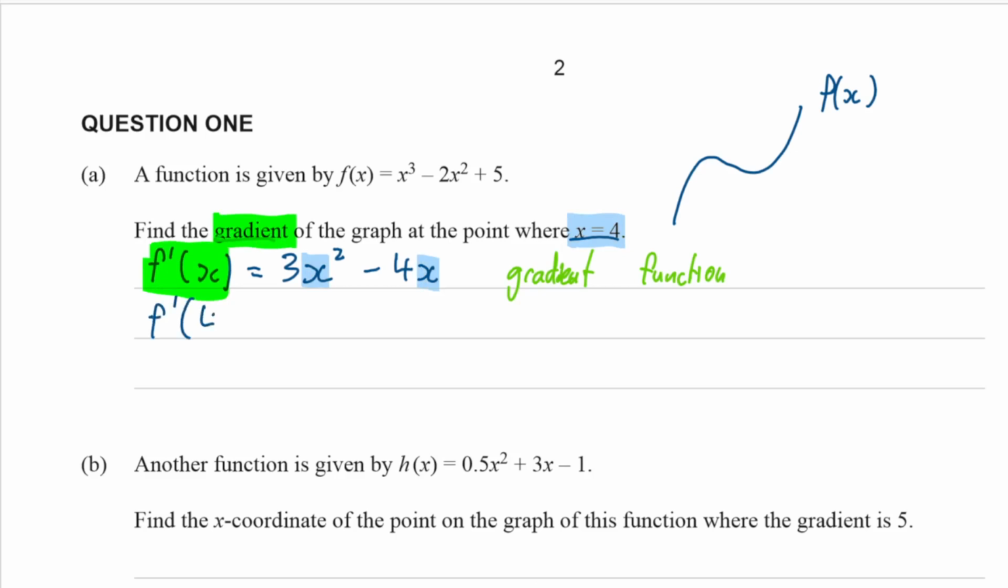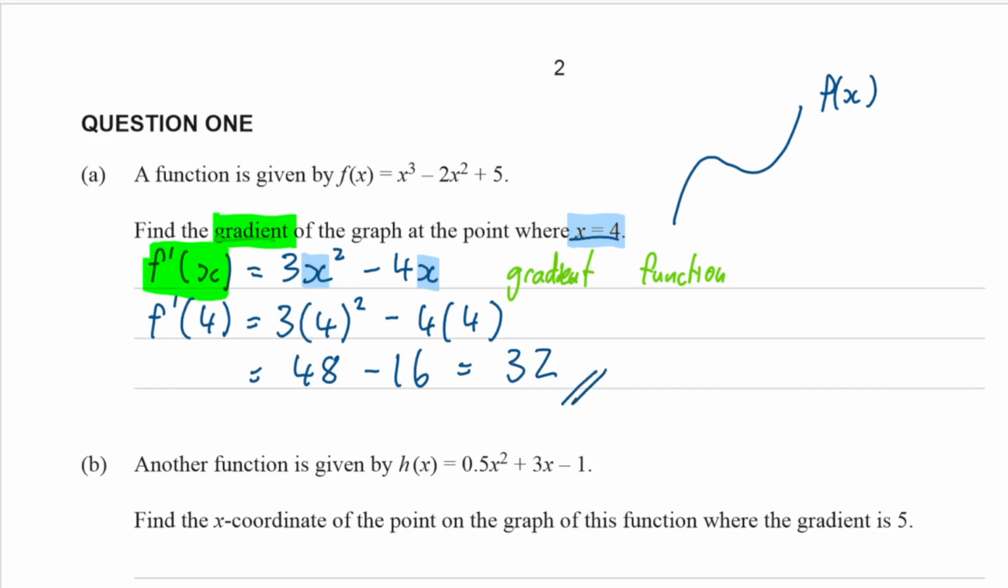So the gradient when x equals 4 is equal to 3 times 4 squared minus 4 times 4. 4 squared is 16. 16 times 3: 16, 32, 48. Minus 16 gives us 32. So the gradient at x equals 4 of f of x is equal to 32. And getting the correct solution would give us achieved.